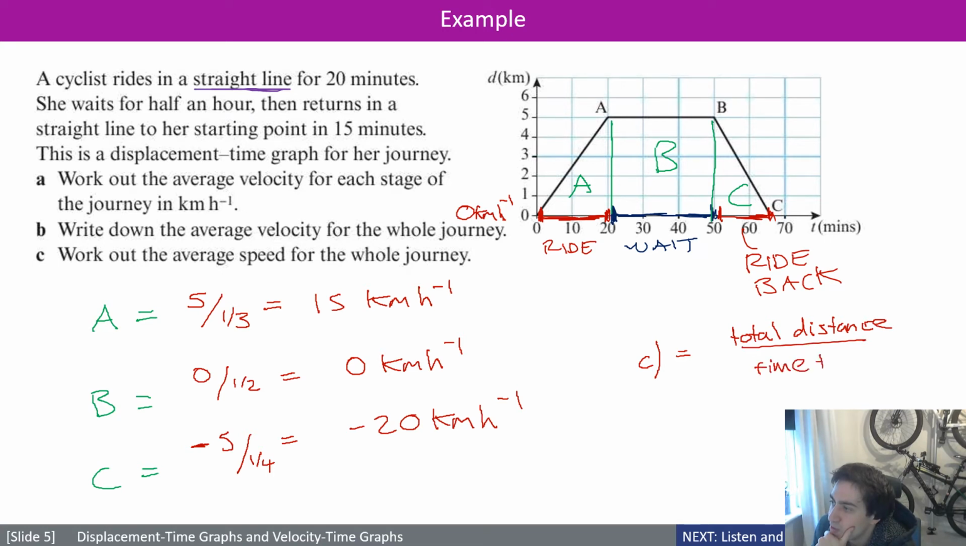So now it's not as easy, although still not too bad. What's the total distance? So you just have to work through her journey. She started at 0, ended at 5, so that's 5 already, then sat still for a bit, and then travelled 5 again all the way back to the start. So her total distance is 10 kilometers.